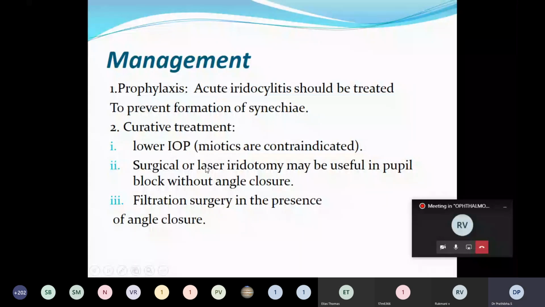Then comes the surgical option. Laser iridotomy may be useful if there is total pupillary block, as I showed you in the other pictures where the pupil is not found at all. So you can create a hole in the periphery, which is called laser iridotomy. If nothing works out, then the final resort will be filtration surgery.